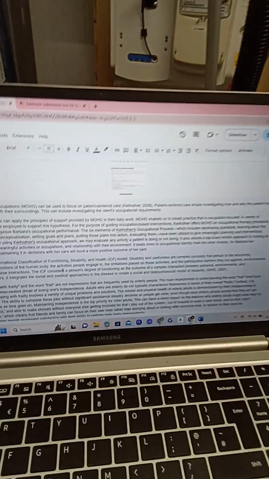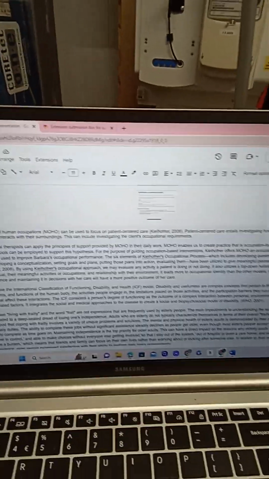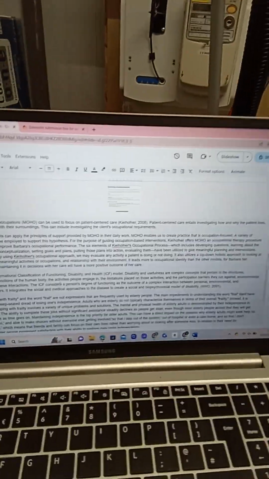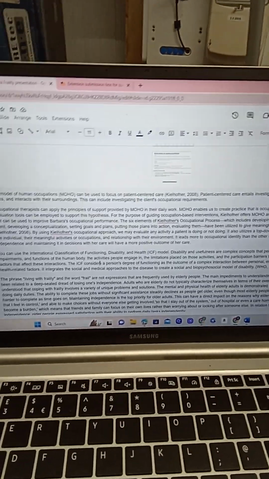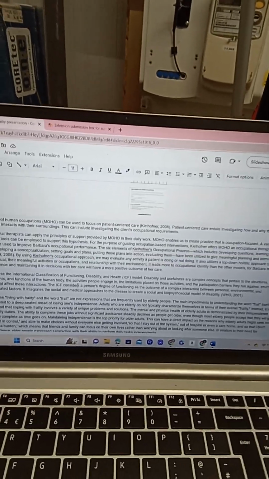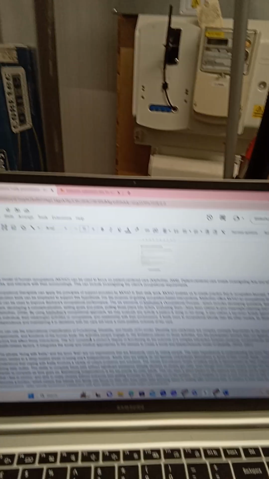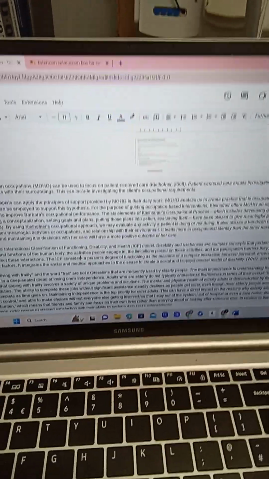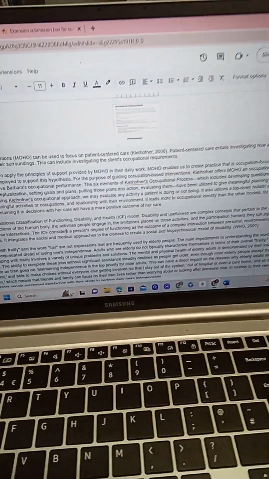By using this occupational approach, we can evaluate any activity a patient is doing or not doing. It also utilises a top-down holistic approach to looking at the individual, their meaningful activities or occupations and the relationships with their environment. This can lead more to an occupational identity than the other models that I looked at. So for Barbara, her independence and maintaining it in decisions with her care will have a much more positive outcome for her care, I believe.